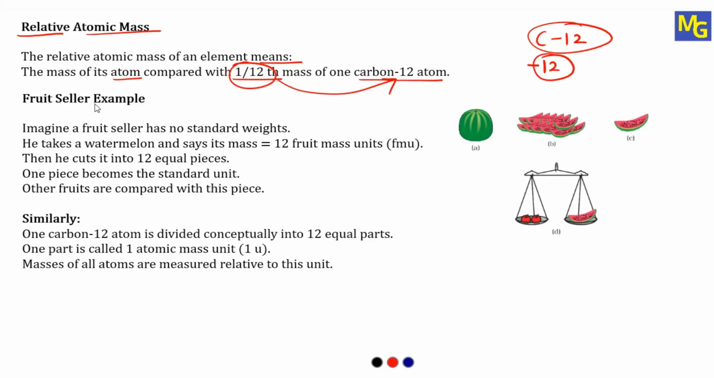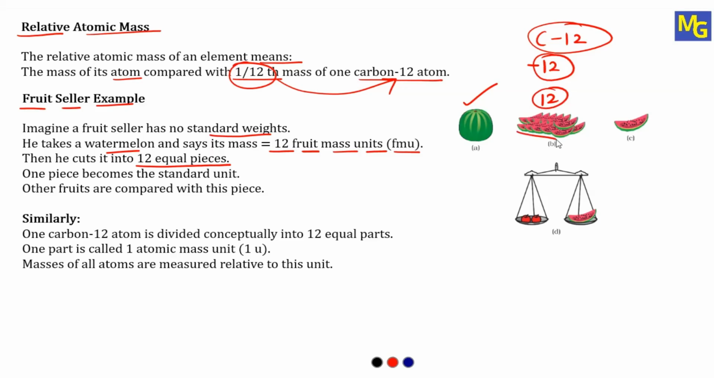This is the example from the NCERT book called the fruit seller example. Imagine a fruit seller has no standard weight. He takes a watermelon and says its mass is 12, that is 12 fruit mass units. Because it is a fruit, we are going to say fruit mass unit, that is FMU. Then he cuts it into 12 equal pieces. So we have imagined a fruit seller who doesn't have any standard unit, so he takes one watermelon and cuts it into 12 pieces.